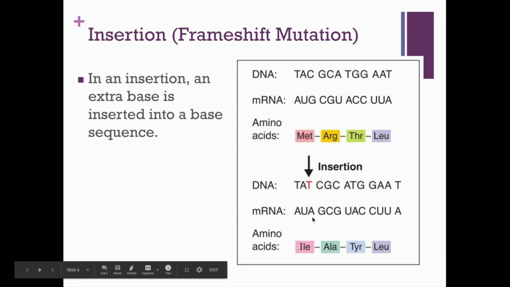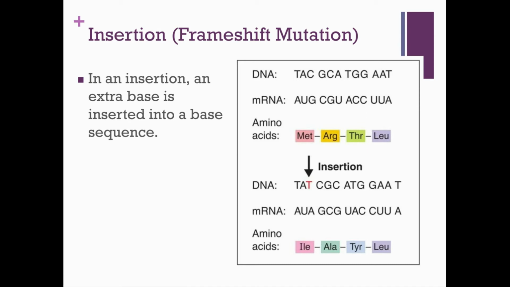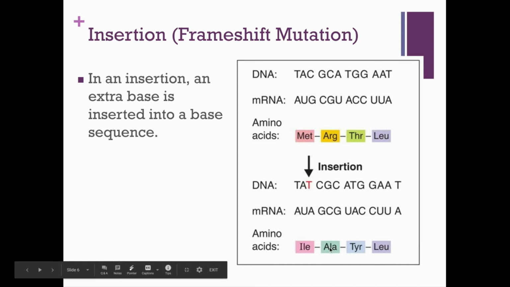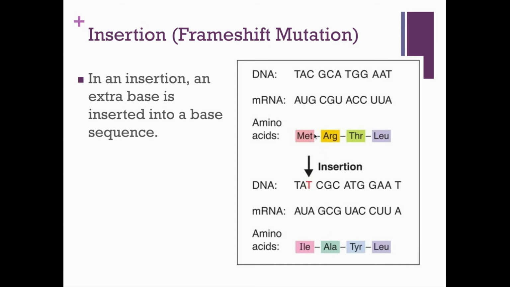Well, since you read them 3 bases at a time, it's now changing what those messages are going to code for. Those codons are no longer the same. So the original first codon was AUG, now it's AUA. The second was CGU, now it's GCG. Notice that it's only adding one base, but it shifts all of the other codons over so that it creates a totally different message. So notice here that it's not just one piece of the protein or one amino acid.